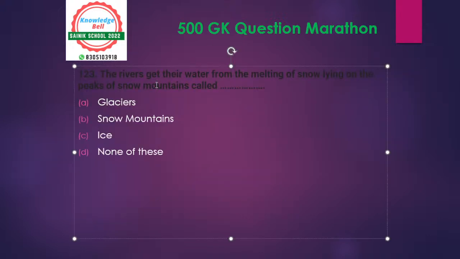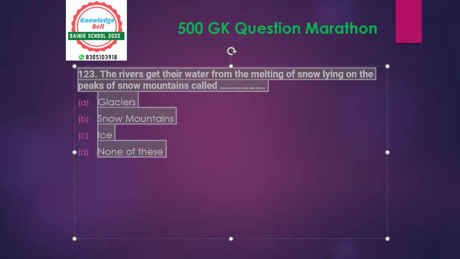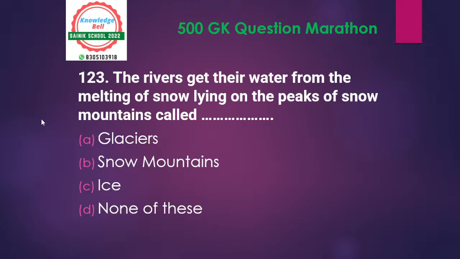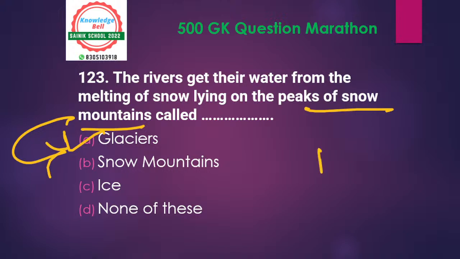The next question: the rivers get their water from the melting of snow lying on the peaks of snow mountains called glaciers, snow mountains, ice, or none of these. What will be the correct answer here? Correct, Mehul. The right answer will be option A. The snow mountains are referred to as glaciers. This as well is a previous year question that you have to keep in mind.